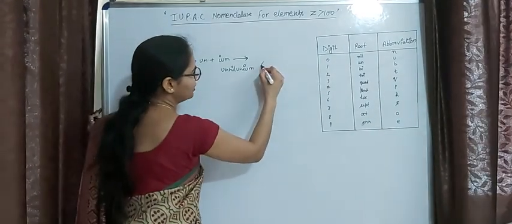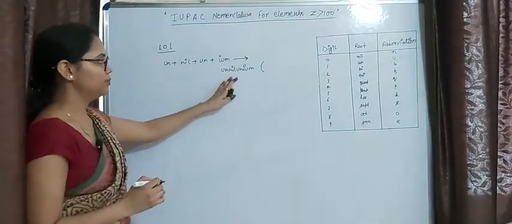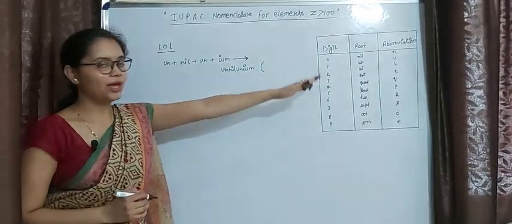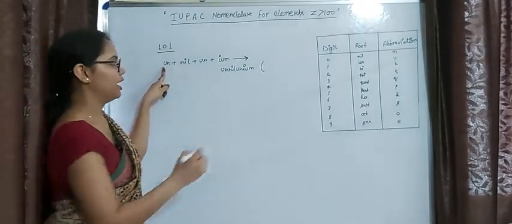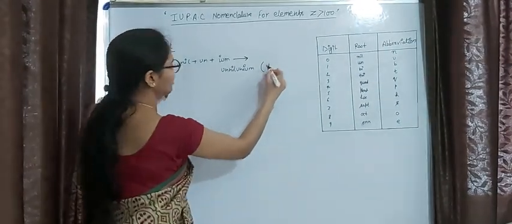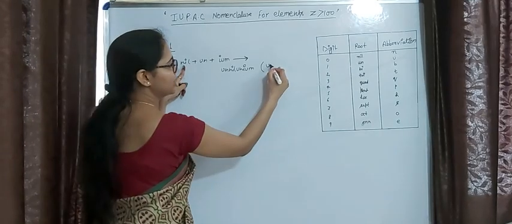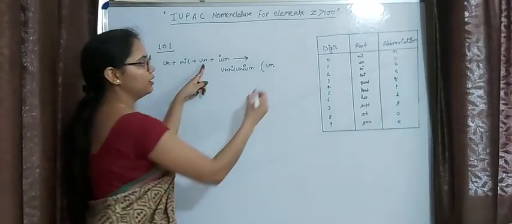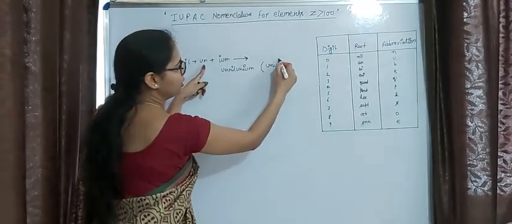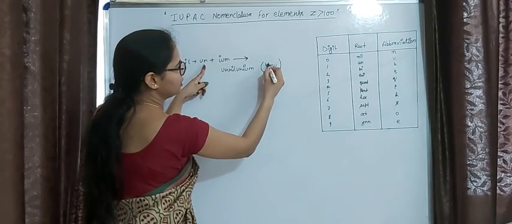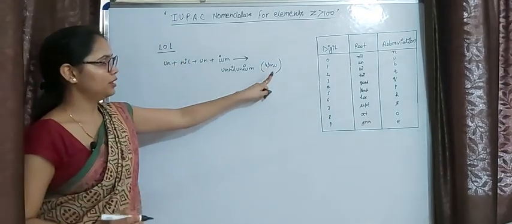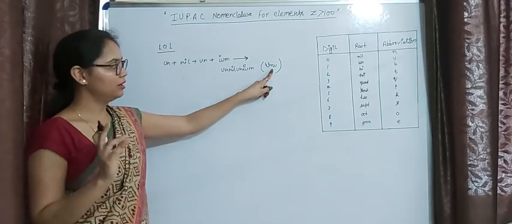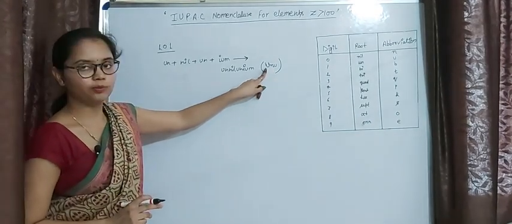Now how do we write its symbol? For the symbol, simply use the abbreviations. For un the abbreviation is U, for nil it's N, and for un again it's U. In writing the symbol, remember one thing: the first letter should be capital.